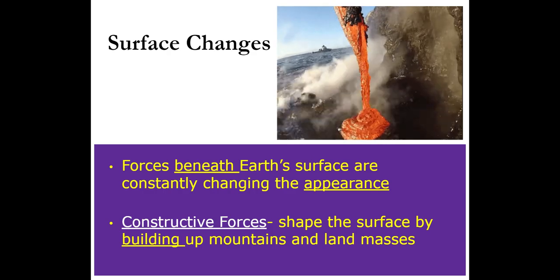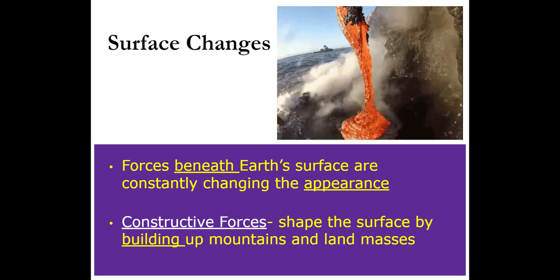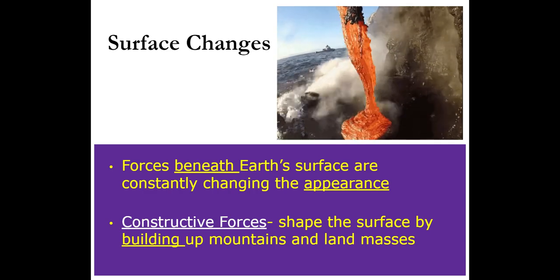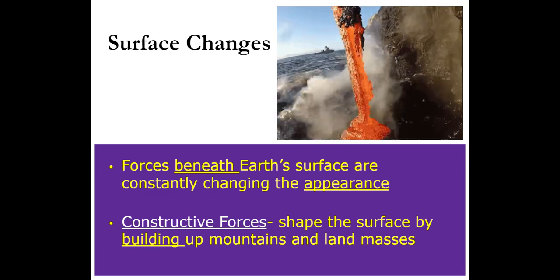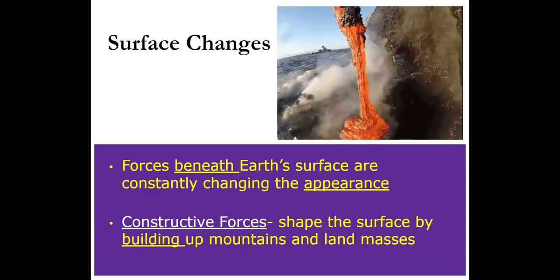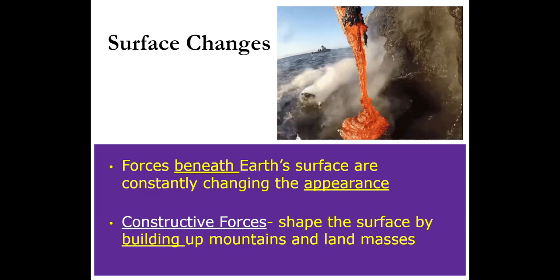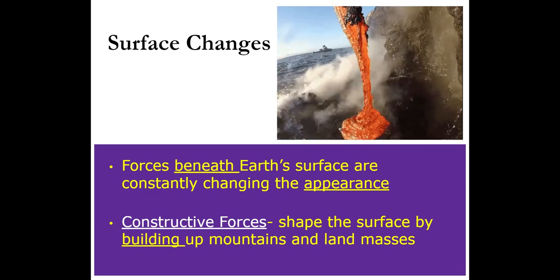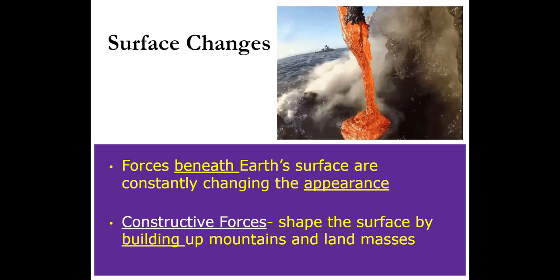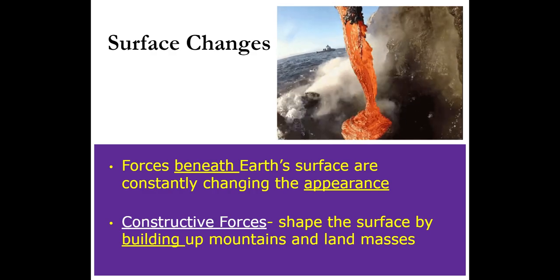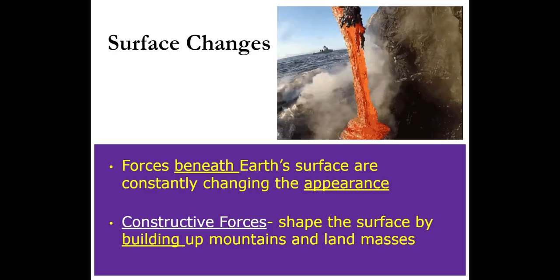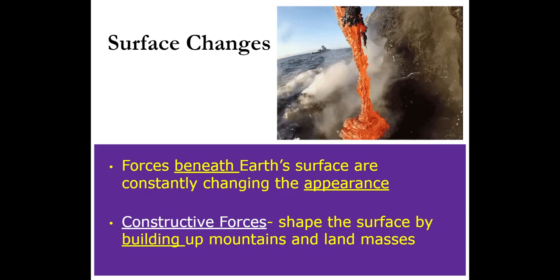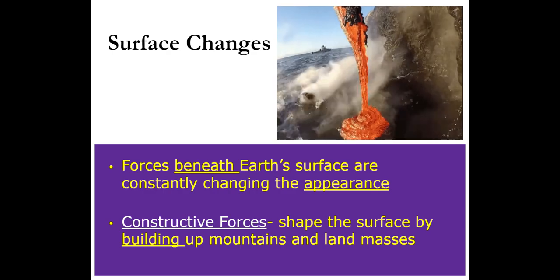So surface changes include forces beneath the Earth's surface that are constantly changing the appearance. This could include constructive forces that shape the surface by building up mountains and land masses. Here you can see there's a lava flow. This is in Hawaii, and lava is coming out of the mountain. And this is hitting the water, and once the lava hits the water, that rock freezes and becomes new land. So that is a constructive force. It's building new land. This could also include mountains. This isn't obviously an example of a mountain, but mountains can also be formed through a constructive force.